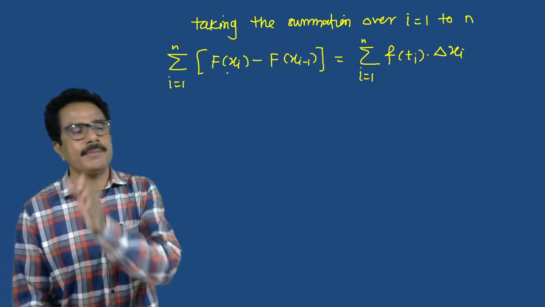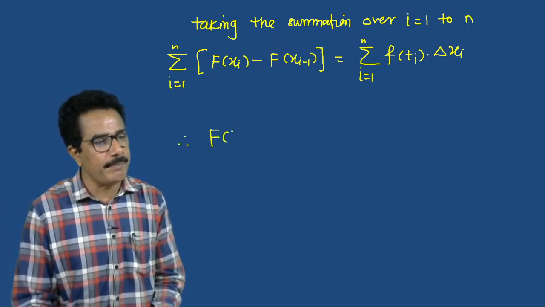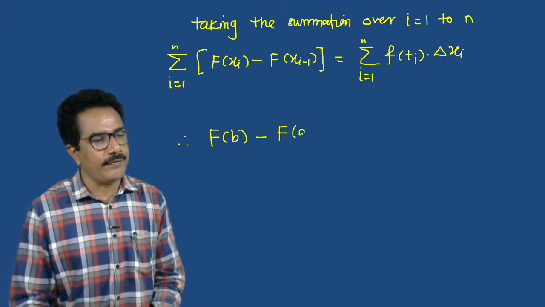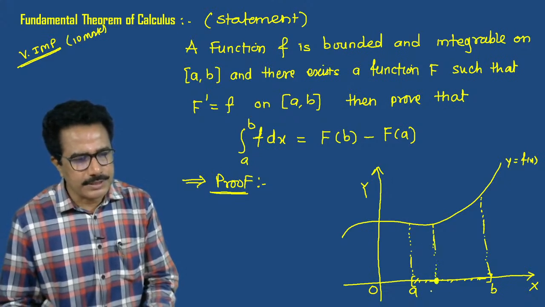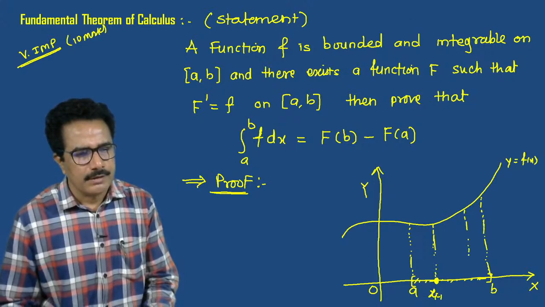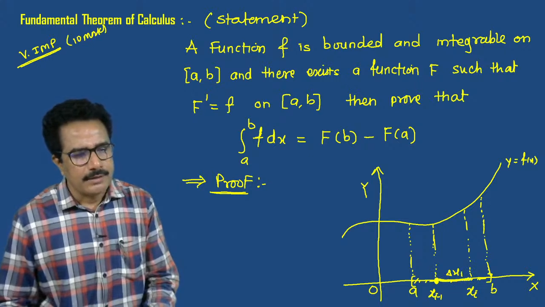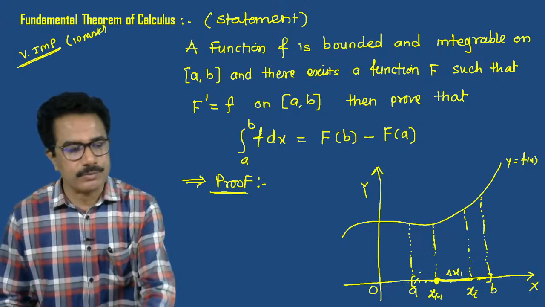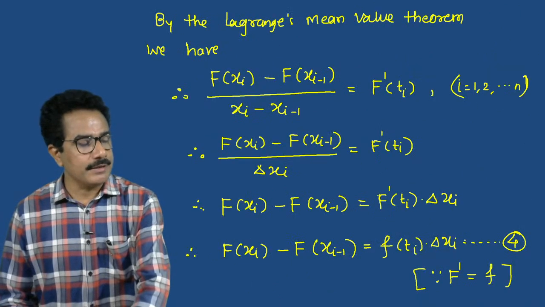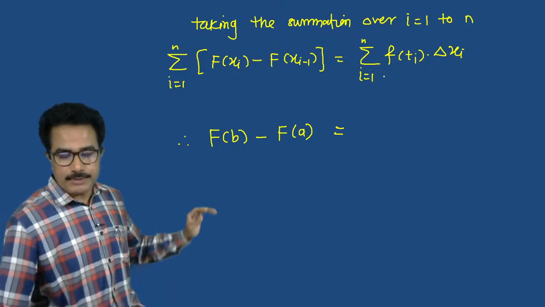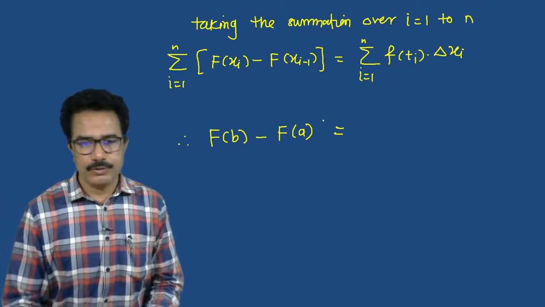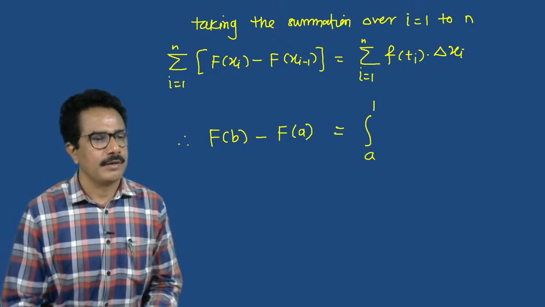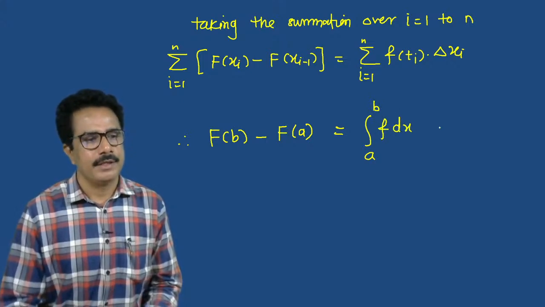So if we take the complete summation of xi, its value comes as capital F of b minus capital F of a. Now see what happens, summation of xi minus 1 means, see this, this is xi minus 1, this is xi, so this is delta xi. If we take the summation, it is the lower sum, this is capital F of a, capital F of b. And according to the definition of the Riemann sum, we know that from equation second, we can write it is the integration over the closed interval ab, small f dx.